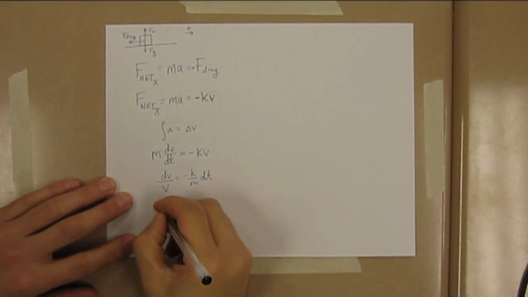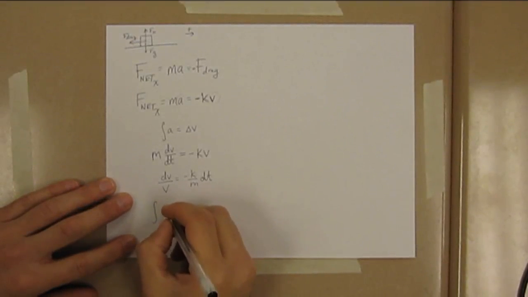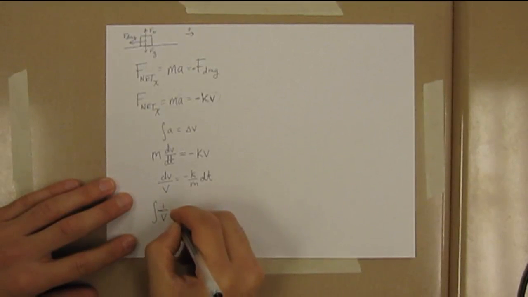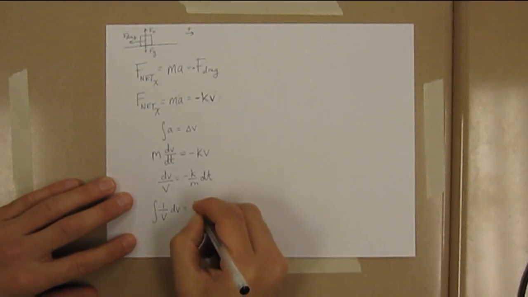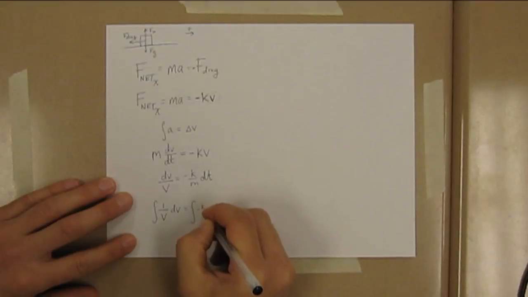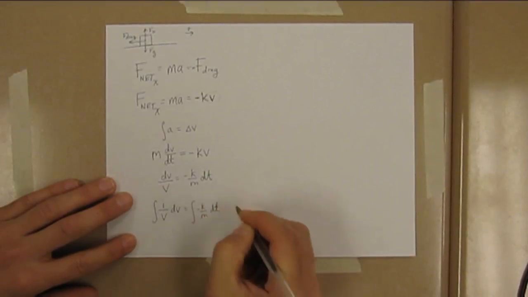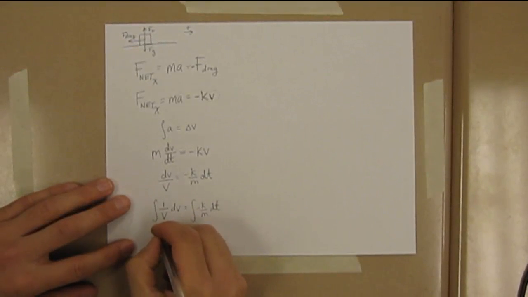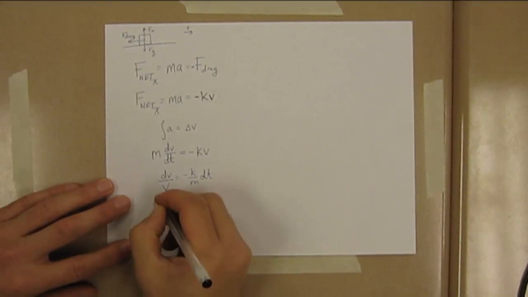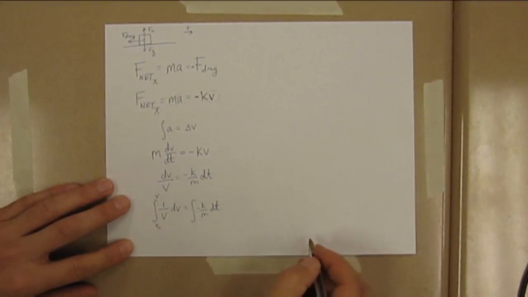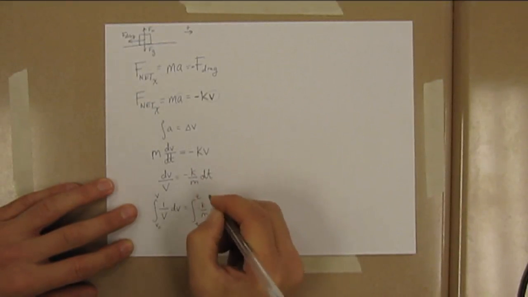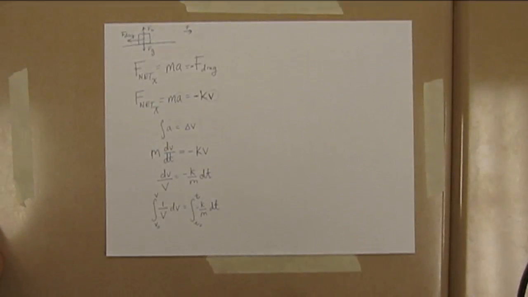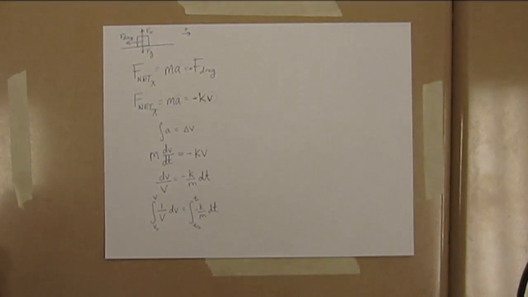Well, that's going to look like this, and I'm going to write it like this. That's the integral of 1 over v dv is equal to the integral of minus k over m dt. We're doing this for velocity, so we want to do this over the interval from the initial velocity to the final velocity, or any velocity we care about in the future, and the initial time to the final time, like that. Okay.